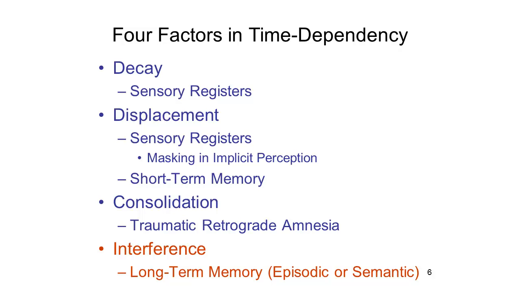Remember the capacity of short-term memory, 7 plus or minus 2 items. Once you've got about 7 items, or 7 chunks in short-term memory, something's got to go if something else is going to come in. And if something else comes in, it comes in by virtue of kicking something out. And that's what displacement is all about. So decay and displacement seem to reflect processes of forgetting, time-dependent forgetting, in the sensory registers and in short-term memory.